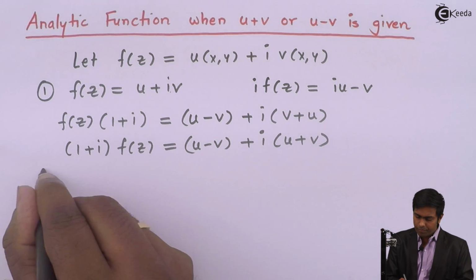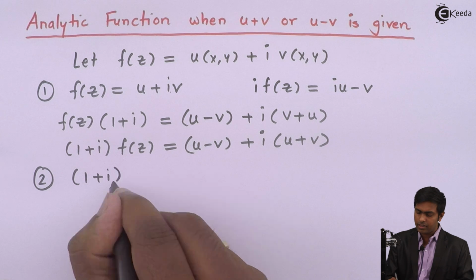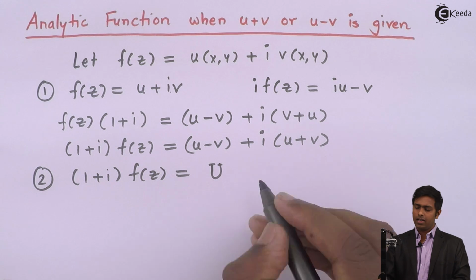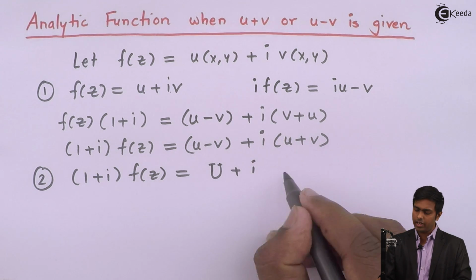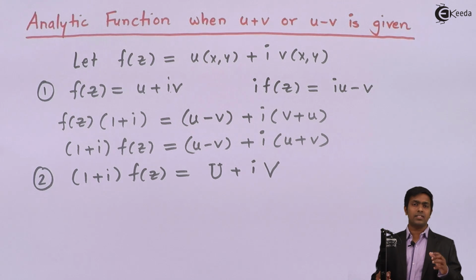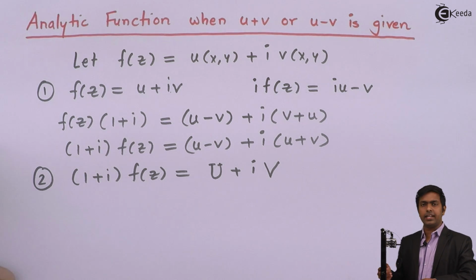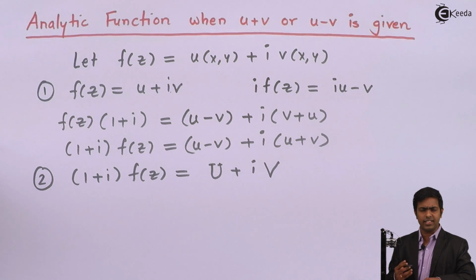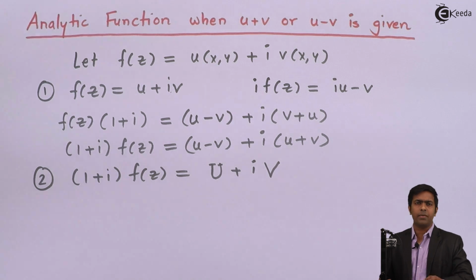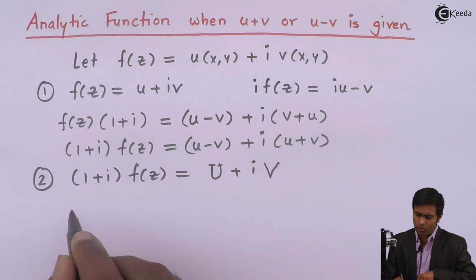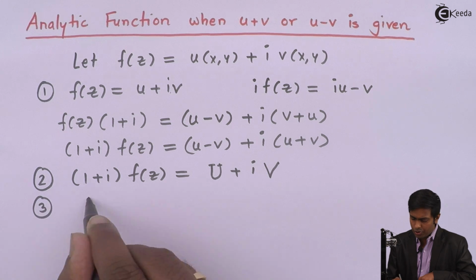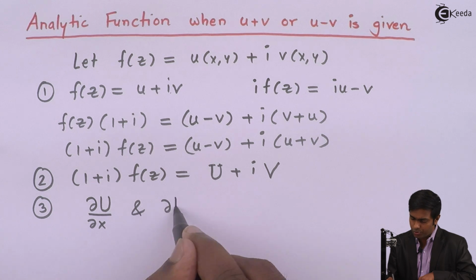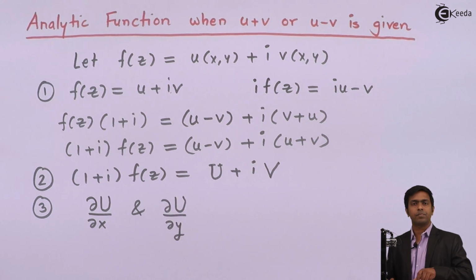So in step number 2 we are going to consider this u minus v as capital U since it is the real part, and we are going to consider this u plus v as capital V because it is the imaginary part. Now as I said, when u minus v is given, that means the real part, capital U, is given. So what will we do? Since capital U is given, we are going to find out dou U by dou x and the value of dou U by dou y.